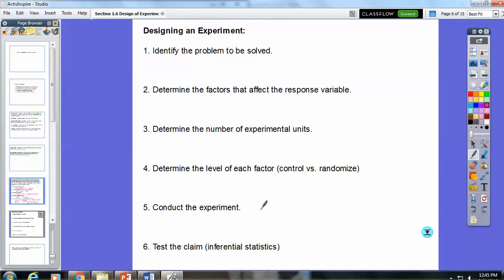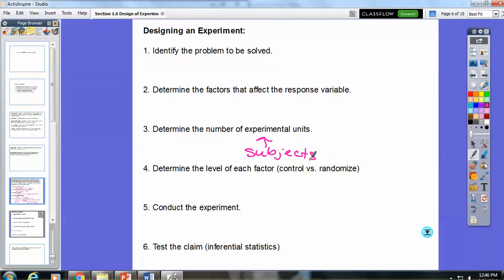Determine the factors. What's another name for factors? Explanatory variable that affect the response variable. Now, if I am trying to find a way to boost test scores, I have to be able to think about, well, what things might impact it. Those are going to be the things that I'm going to manipulate in my experiment. Determine the number of experimental units. What are the experimental units? You know, do I just want to test 10 students or do I want to test 100? Determine the level of each factor, control versus randomized.